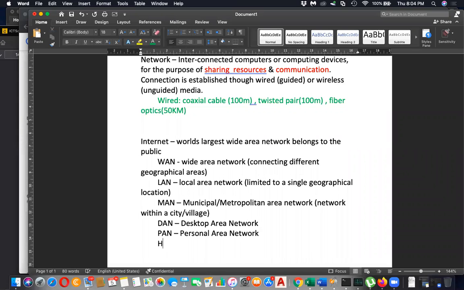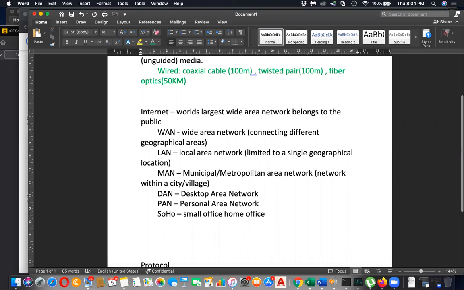Then you have SOHO networks. We call it small office, home office. Some people who are doing businesses have an office attached to their house. That is called a SOHO network. And CAN means controller area network.